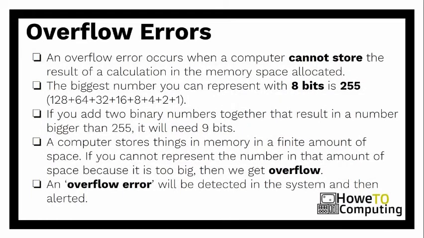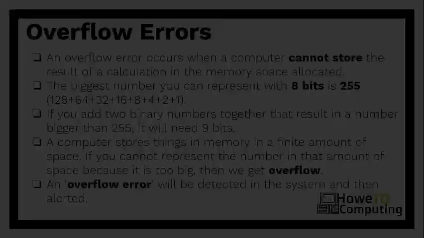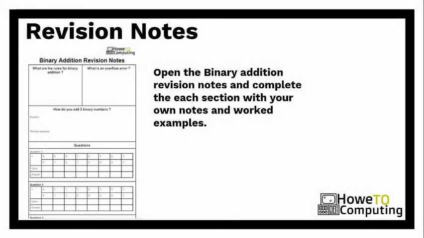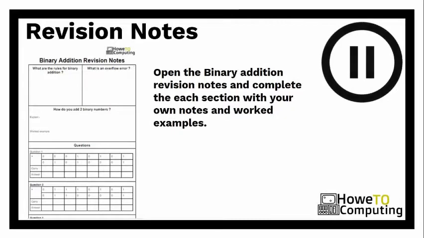Within binary as well, what we can have is an overflow error. So an overflow error is where the addition supersedes the number of bits. So if we're using 8 bits and the addition goes above 8 bits, it becomes 9 bits, that would be classed as an overflow error, and it can't store it in the memory space, and then the program would eventually crash due to that breach. So have a go, pause the video, have a go at this little revision sheet, have a go at some of the questions here and see how we get on.